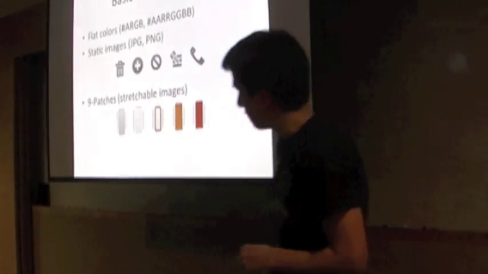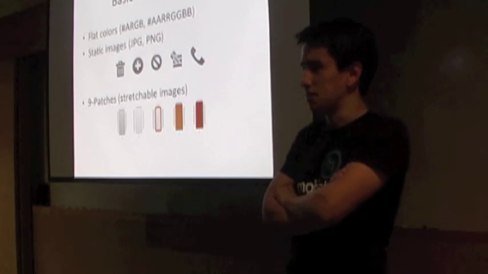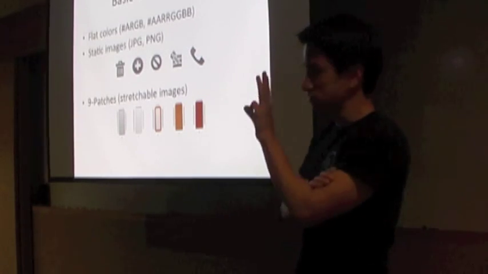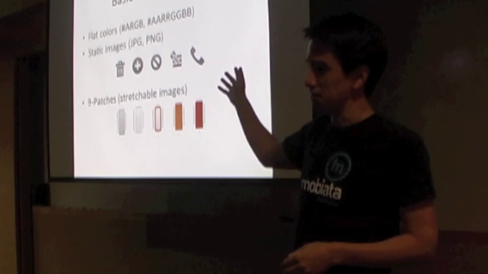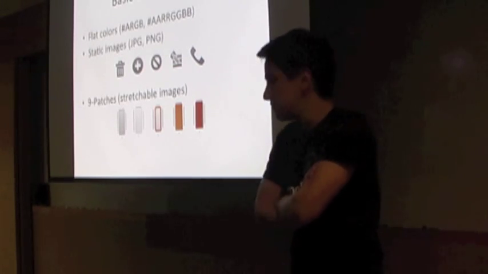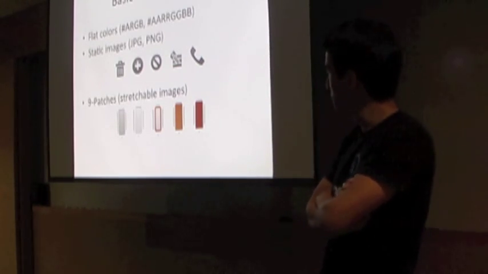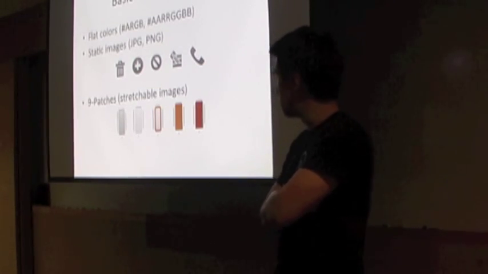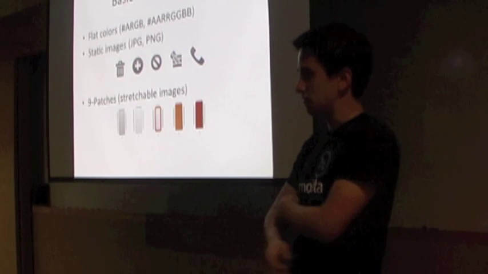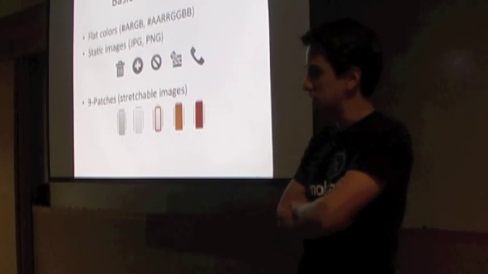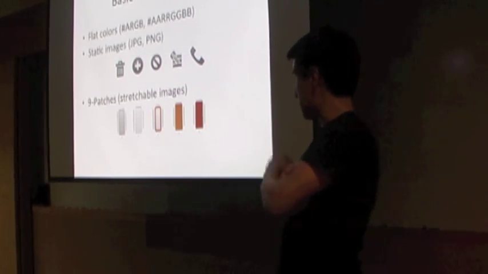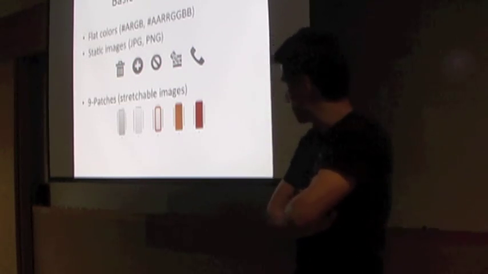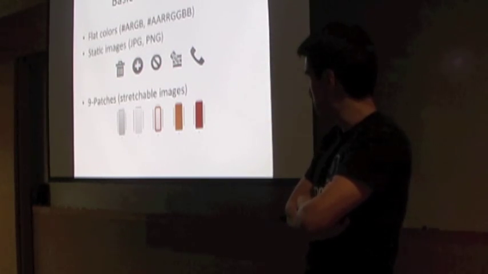But first I want to talk about the basic graphical assets that you can get on Android. In my mind, there are 3 basic assets. The first is flat colors, just alpha, red, green, blue. The second are static images, and I have a few of the standard Android menu images up there. You just include them, they can go in a view background, they can go in an image view. And the third are 9 patches. I'm not going to go too much into detail here, but I just wanted to mention them.